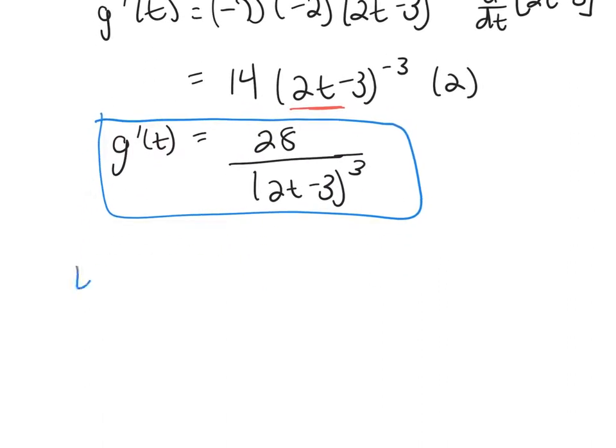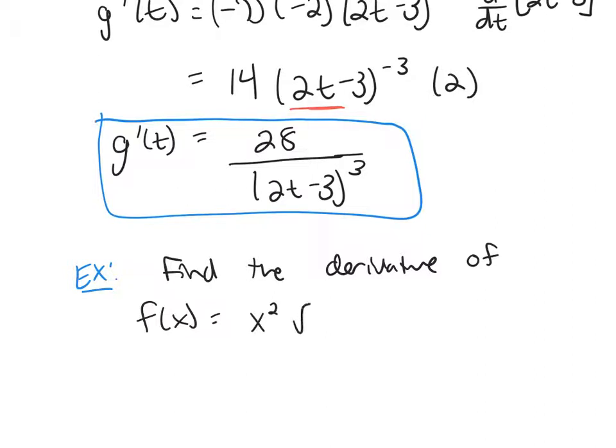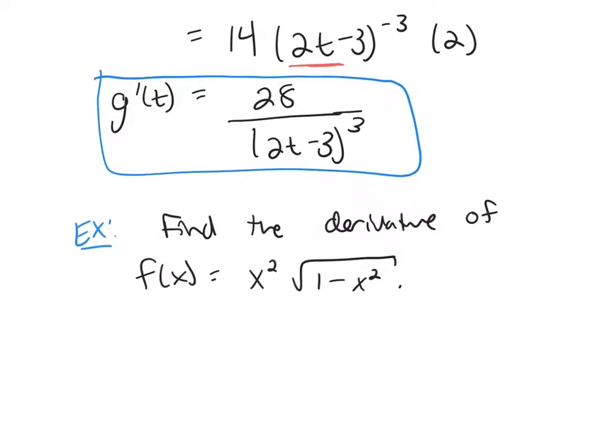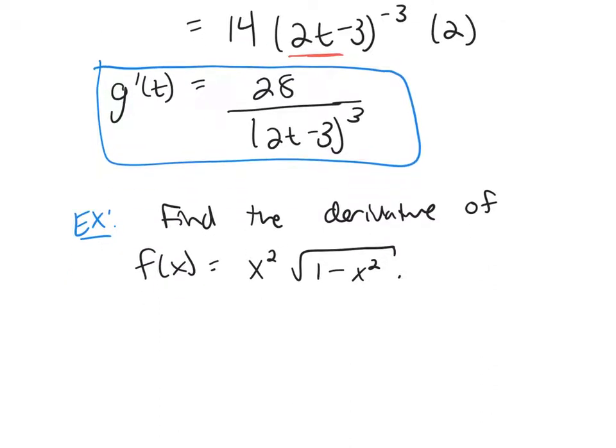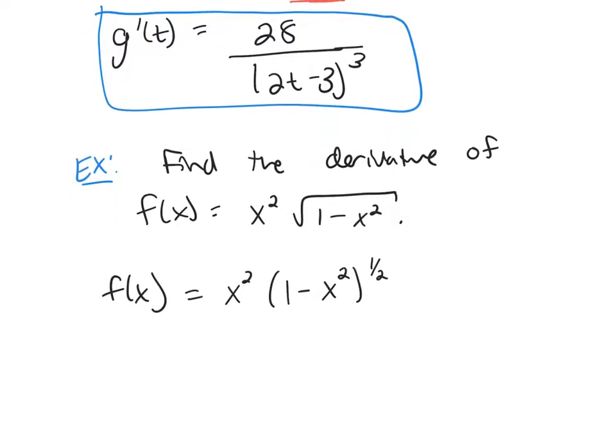Let's look at one more. Let's find the derivative of the function x squared times the square root of 1 minus x squared. So again, I'm going to start by rewriting my function. I'm going to rewrite that square root as an exponent. It's a 1/2 power. And now look what you have. You have a product, two things, x squared and this 1/2 power. So I have to start by using the product rule.